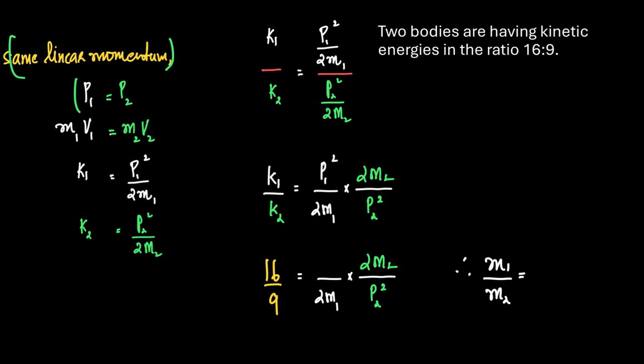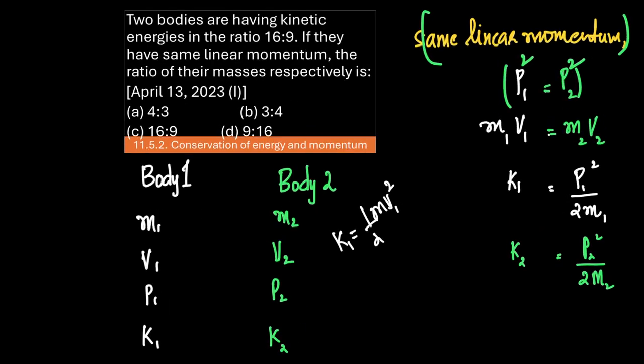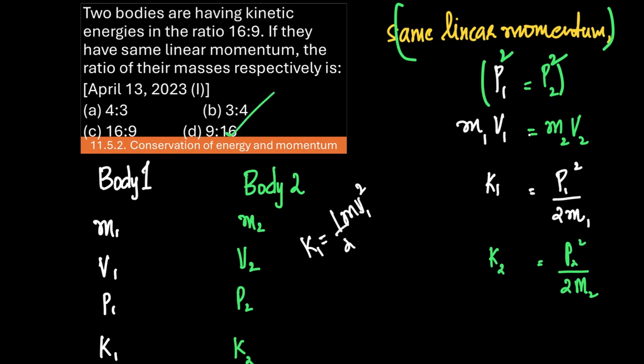What does it mean? P1 is equal to P2, which means P1 square should be equal to P2 square, and therefore P1 square can be written as P2 square, right? And therefore P2 square by P2 square would be equal to 1, and 2 by 2 is 1, so we get 16 by 9 is equal to m2 by m1, and therefore m1 by m2 will be equal to 9 by 16, which gives us the correct answer as option D, 9 is to 16.